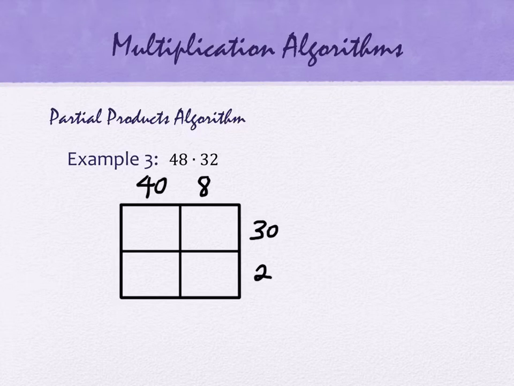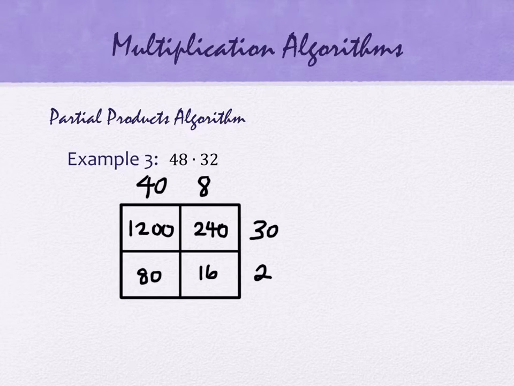So in order to get this box, I multiply the 40, which is the column I'm on, and the 30, which is the row I'm on. So what is 40 times 30? 1,200. And I can do this for every box. The next box is 8 times 30, which is 240. And then I have 40 times 2, which is 80. And I have 8 times 2, which is 16.